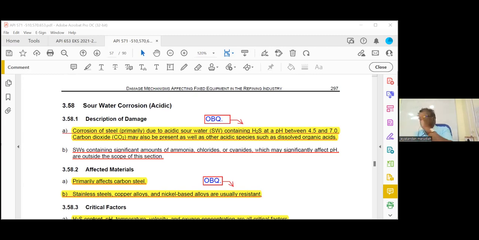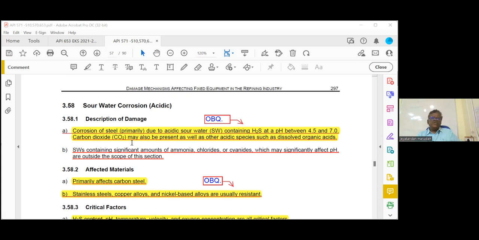Coupon means the actual material we are using. Corrosion probe means we are not using the actual material, we are using electric resistance probes. Based on the resistivity, they can calculate the corrosivity. I told you resistivity and corrosivity are related. These are called ER probes. So corrosion probes and corrosion coupons are used to monitor sour water corrosion.